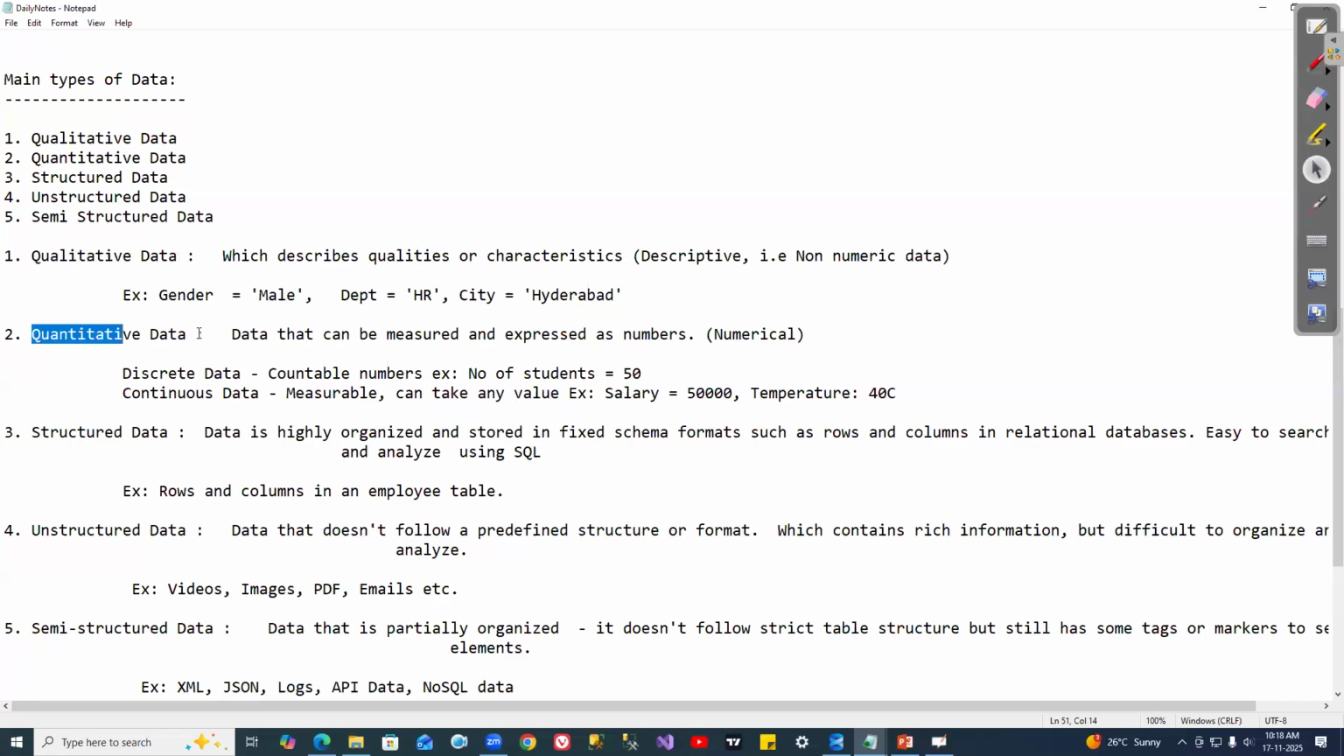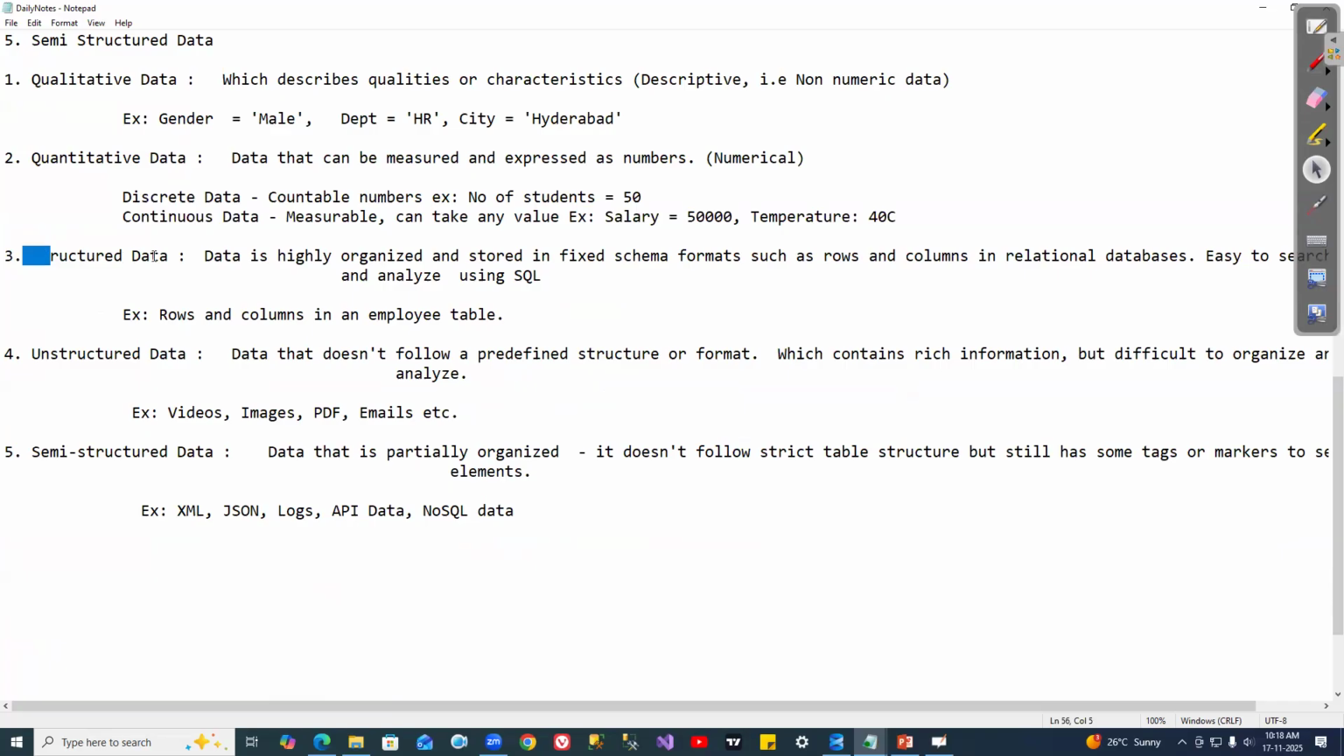Now, what is quantitative data? Data that can be measured and expressed as numbers, that means numerical data. It has 2 types, discrete data and continuous data. Discrete data means countable numbers, for example, number of students. Continuous data means measurable; it can take any value, like salary equal to 50,000, temperature 40 degrees centigrade, like that.